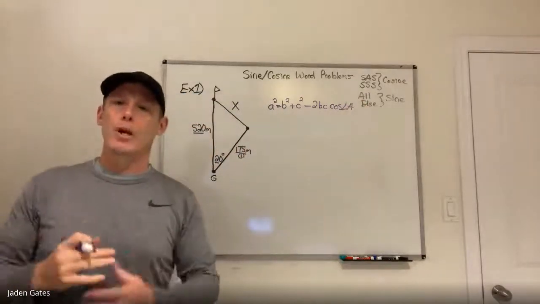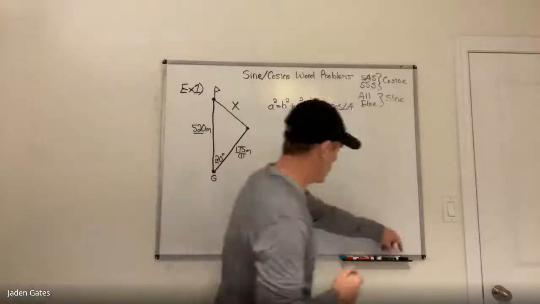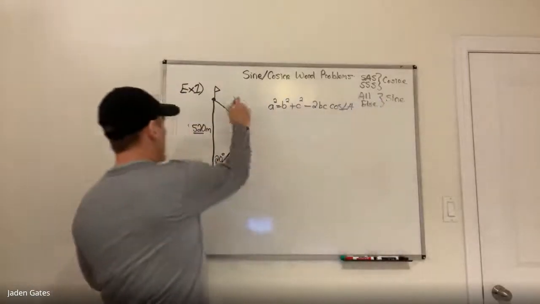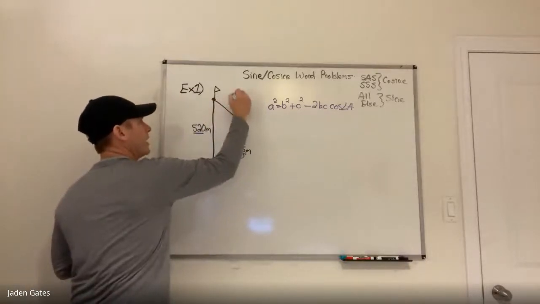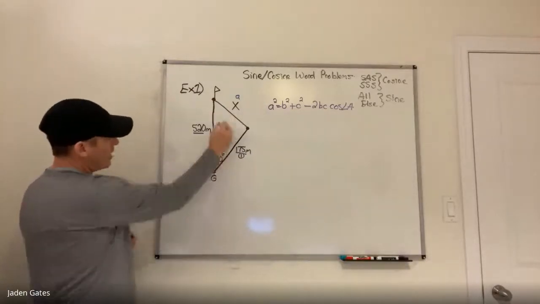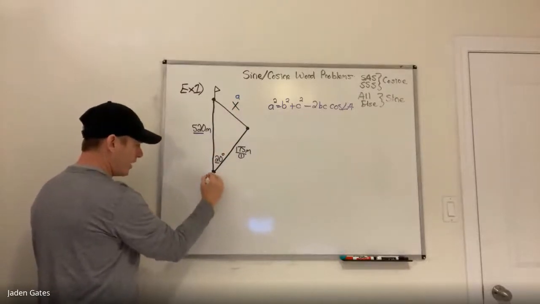Now, again, we've been rearranging the formula. With a word problem, I don't necessarily need to do that. Because here's what I can do. If I want to find X here, which I guess will be side A, directly across from this angle here is going to be angle A.